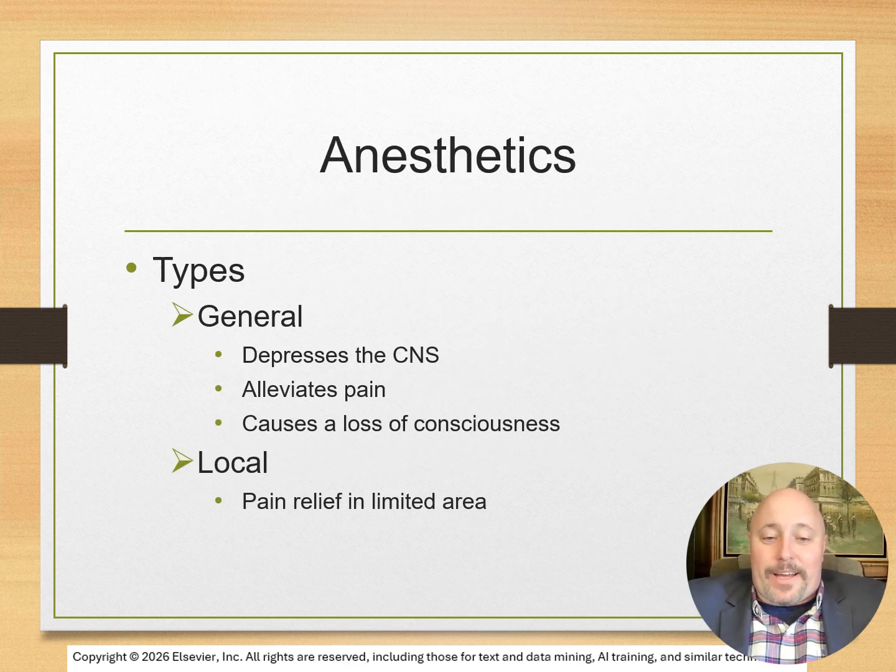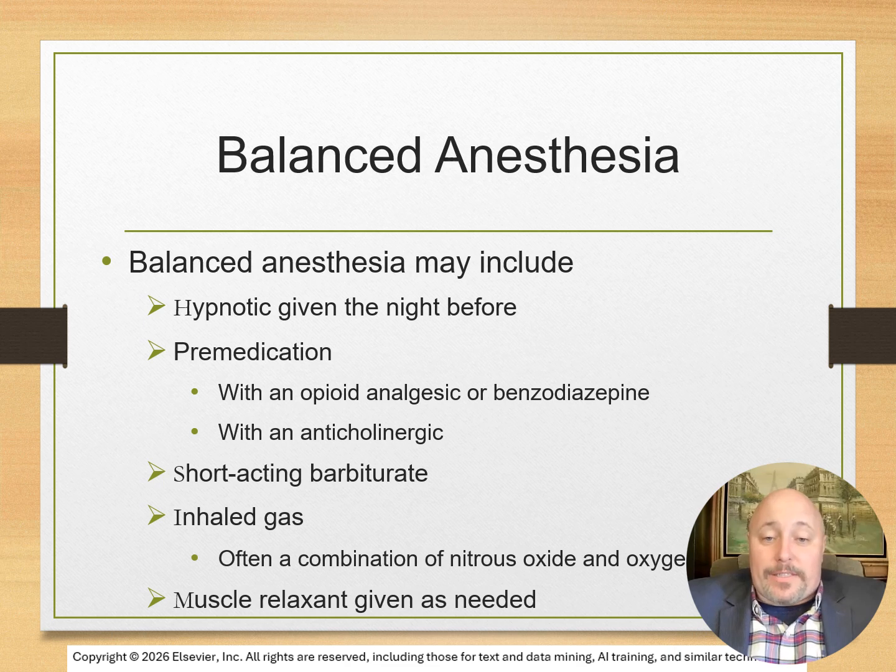Moving on to anesthetics. Generally speaking, they depress the CNS, alleviate pain, and cause a loss of consciousness. In the case of a balanced anesthesia, this is a hypnotic given the night before, sort of a premedication with an opioid analgesic or benzodiazepine. The hypnotic is usually given the night before surgery to ensure adequate rest. The preoperative medication is then given approximately 1 hour before the surgery. That preoperative medication can include opioid analgesics and anticholinergics to decrease secretions.